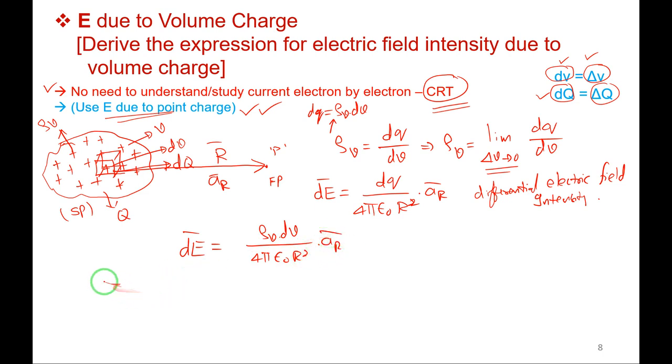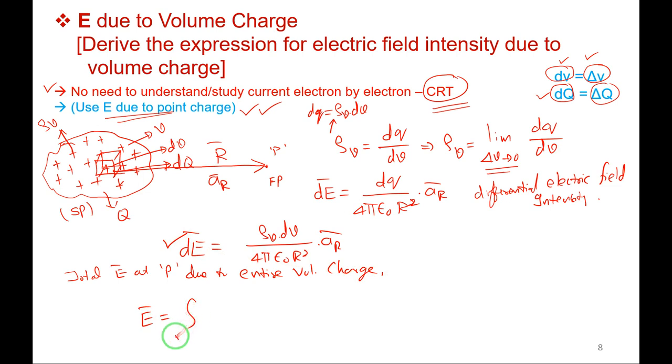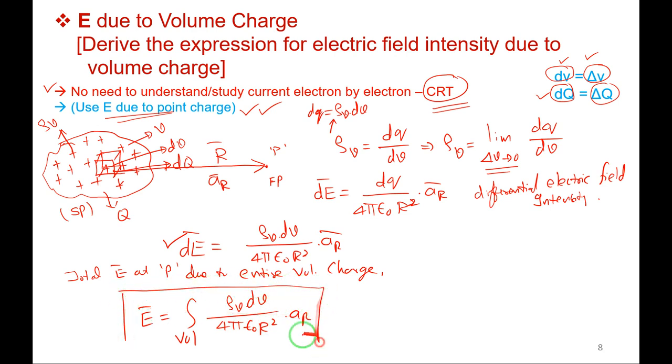The total electric field intensity I want at point P due to the entire volume charge. I have taken a smaller volume, hence I called it the differential electric field. Now I want the total E. So E is equal to the integral throughout the entire volume, the volume integral of rho v into dV divided by 4 pi epsilon naught r square into ar vector. Right? So this is the electric field intensity E due to the volume charge.